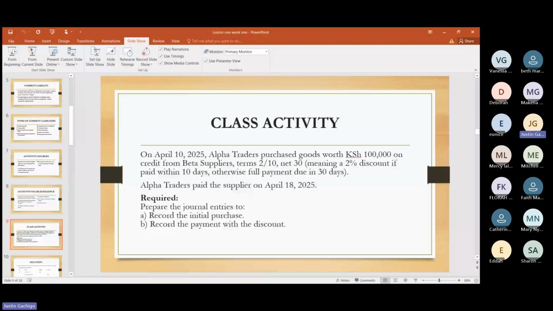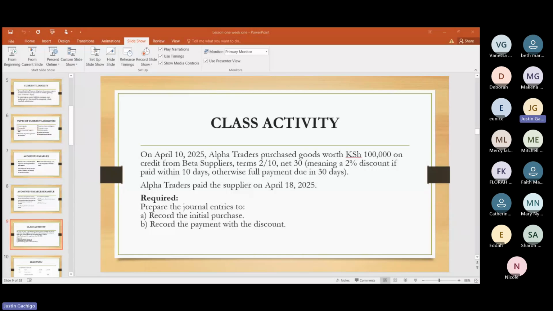Record the initial purchase. I think someone wants to join or something. Oh, yes. So, you can text on the WhatsApp. If there's anyone who wants to join, let us know so that we can admit them in.